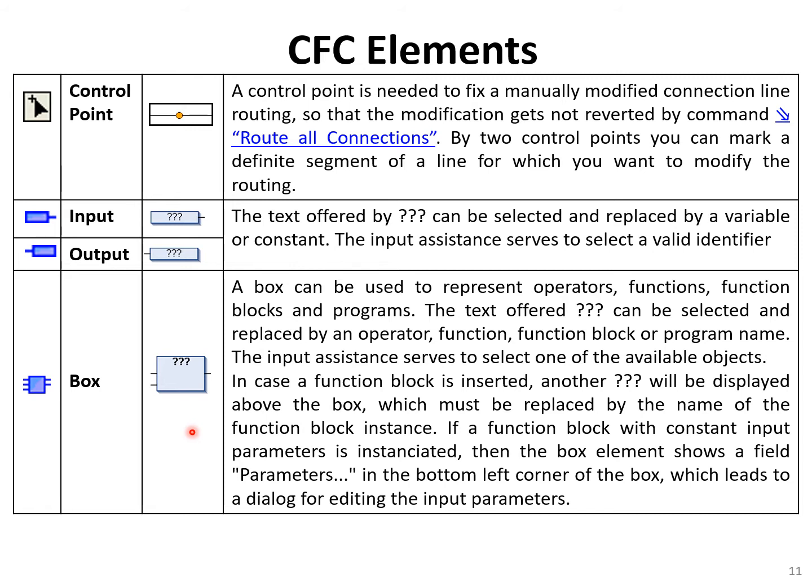If a function block with constant input parameters is instantiated, then the box element shows a field parameters in the bottom left corner of the box, which leads to a dialog for editing the input parameters. So again, you need to basically select the box and then click on the question marks and select one instance of the already defined function blocks and programs. And again, when you start programming, all of these will be more clear to you.